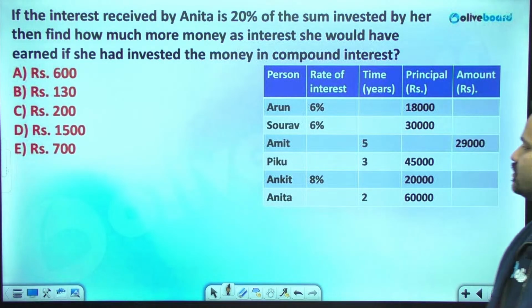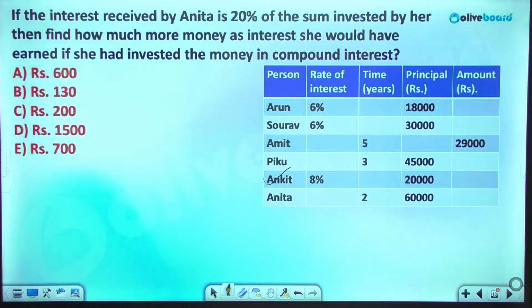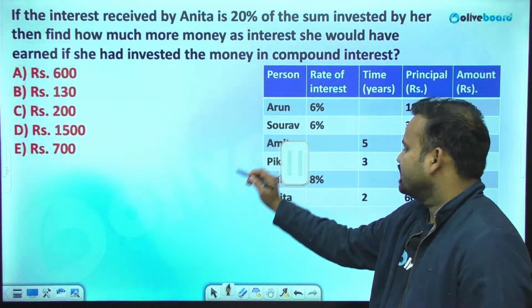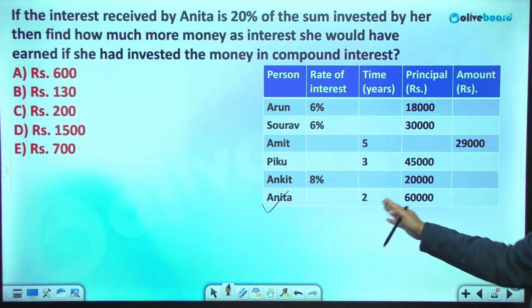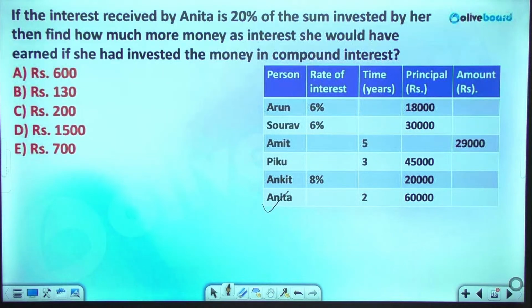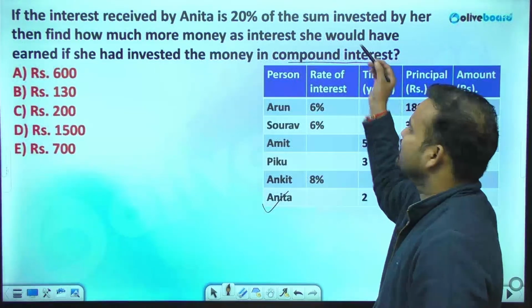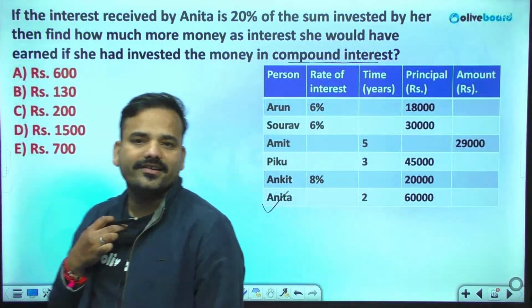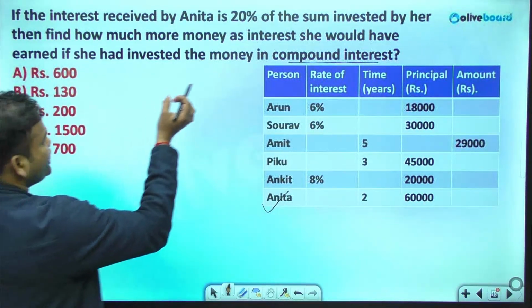So talking about Anita, rate of interest and principal are given, nothing else. Oh sorry, this is Anita. Tenure is given and principal is given. If the interest received by Anita is 20% of the sum invested by her, then find how much more money as interest she would have earned if she had invested this entire sum at compound interest. Basically, she invested before at simple interest.